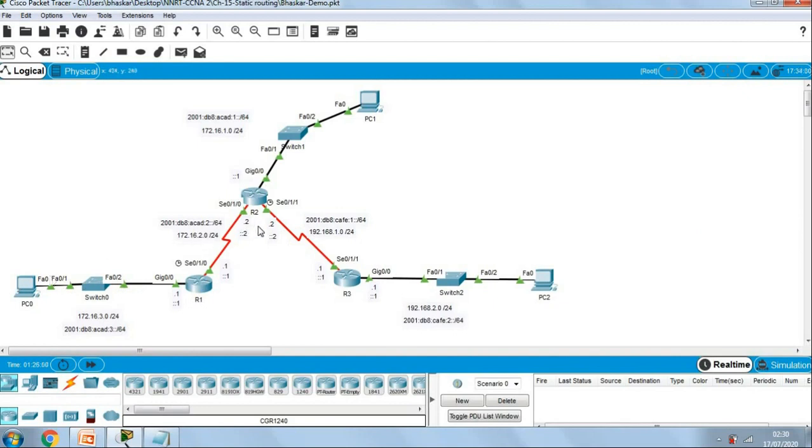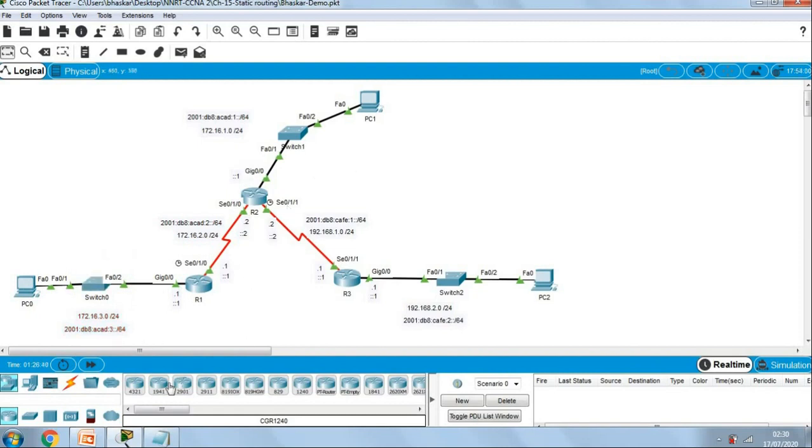See here, this R2 is connecting with this network, this network, this network. How many directly connected routes are there? Three directly connected networks are there here. But our question is not directly connected networks. To reach from R2 LAN to R1 LAN, the path is from PC1 to R2, R2 to R1, R1 to PC0. This is connected, this is also connected. Only one remote network is here, this one.